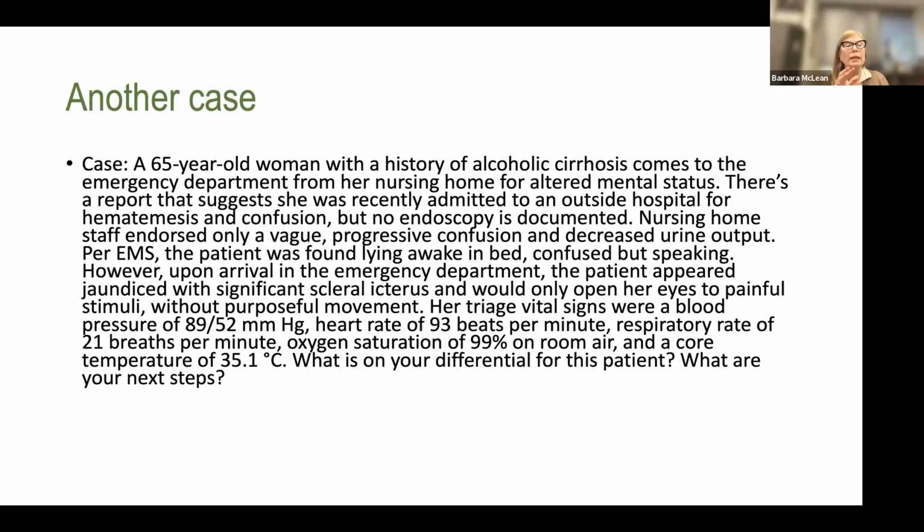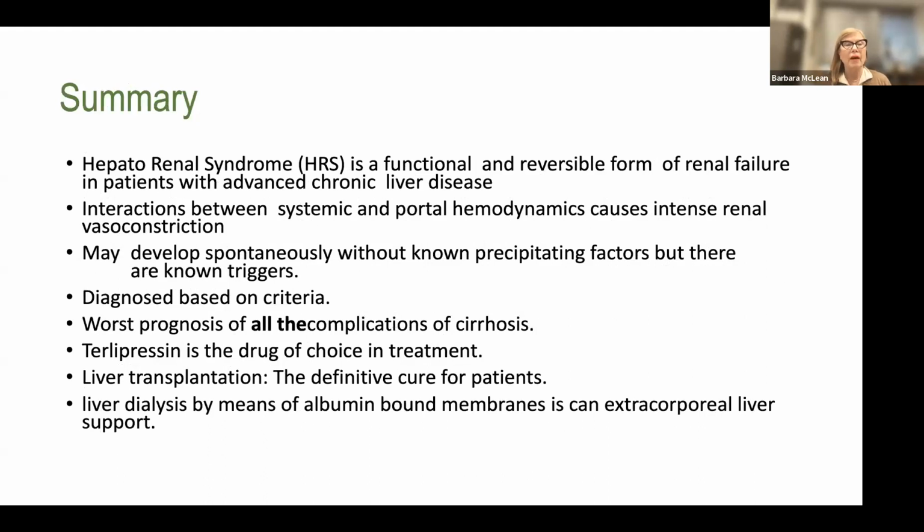Her vital signs are 89/52 with a MAP of around 61. Her heart rate's 93, respiratory rate's 21, SAT's 99% on room air, and core temp 35.1, freezing cold. She looks infected. She looks like she's got liver failure, and she looks like she has renal failure. And indeed, she followed a very similar course as our patient did. She did not survive either.